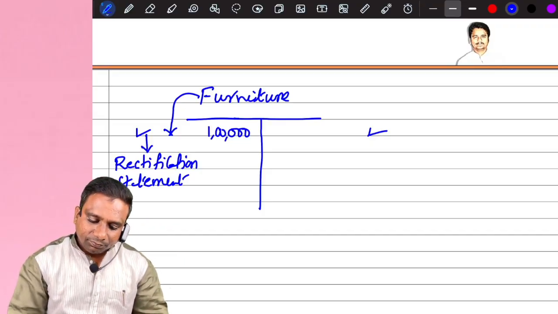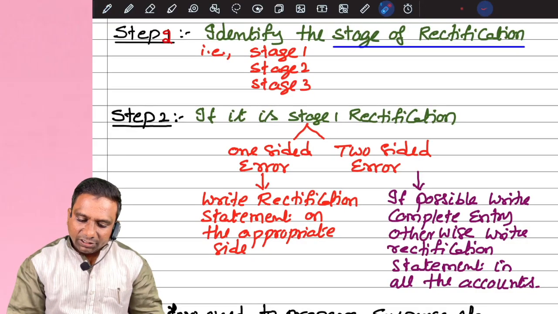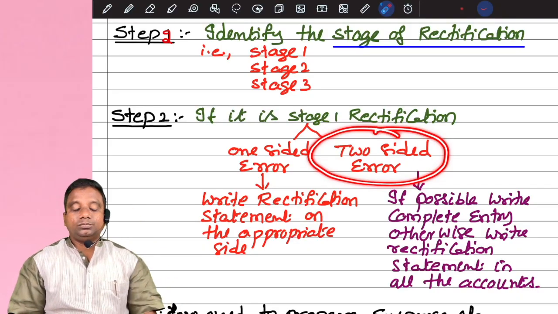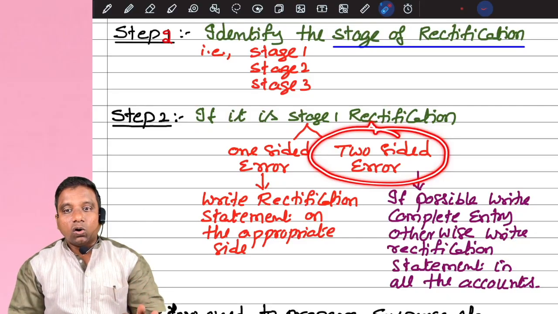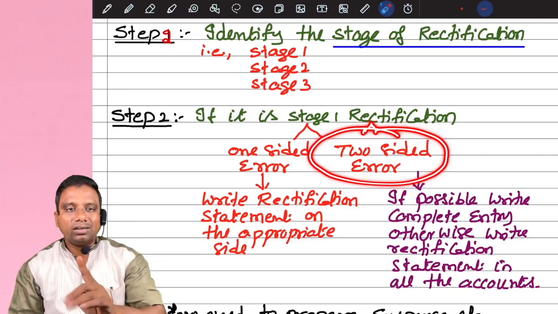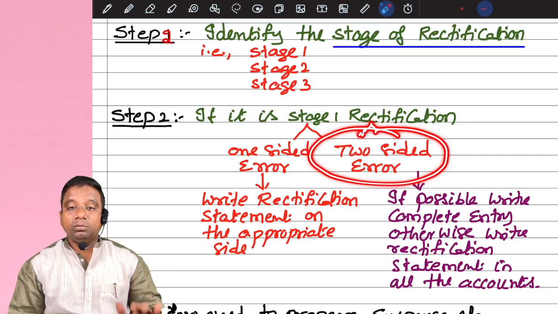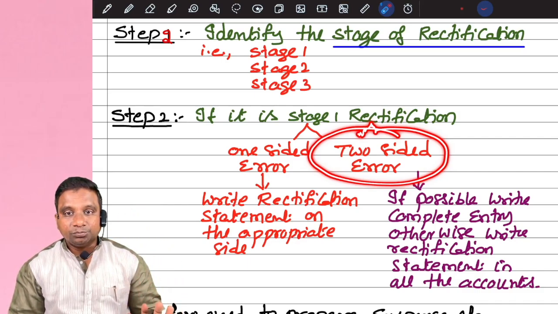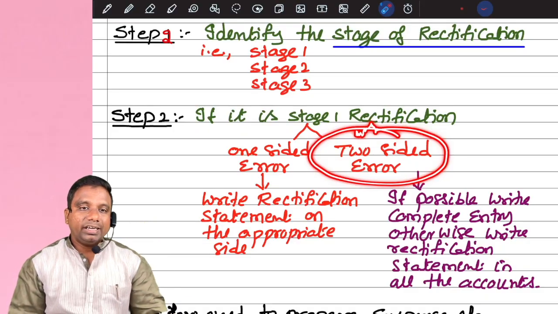Second, next one, observe. If it is a two-sided error, means the error is in two accounts. If it is possible to record a complete journal entry or complete rectification entry, you can write it down. Complete rectification entry means one account debit and one account credit. If it is possible to record a complete rectification entry, then write down the rectification entry.